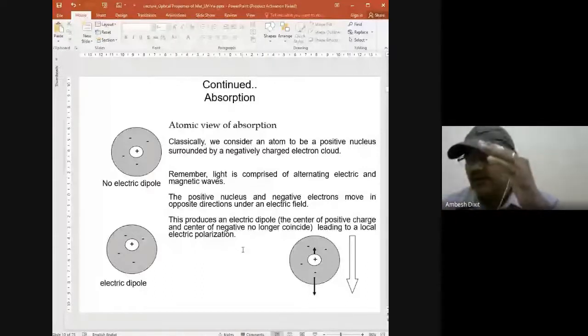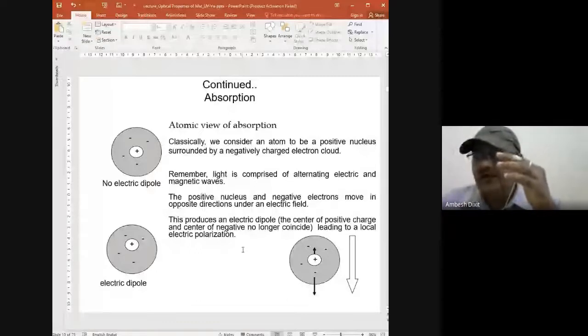Now, what will happen when we have an oscillating electric field, like an electromagnetic field? The electric field is switching plus and minus. So what will happen to this dipole?